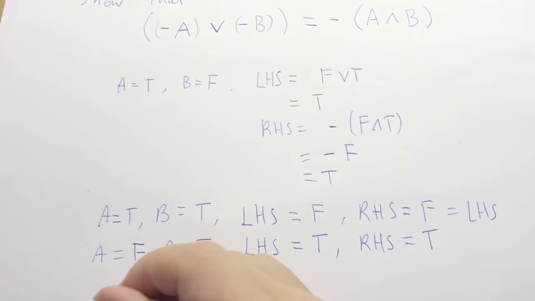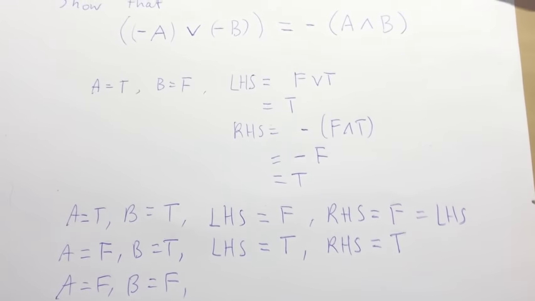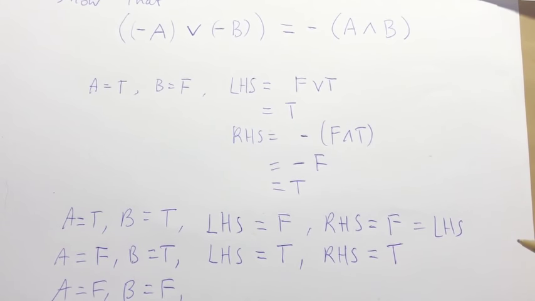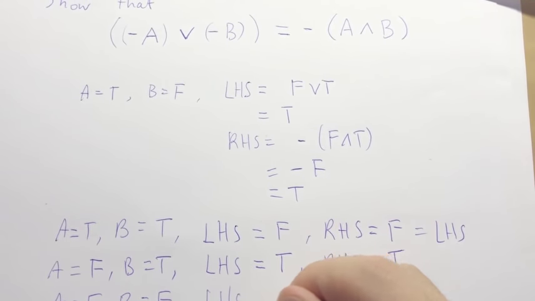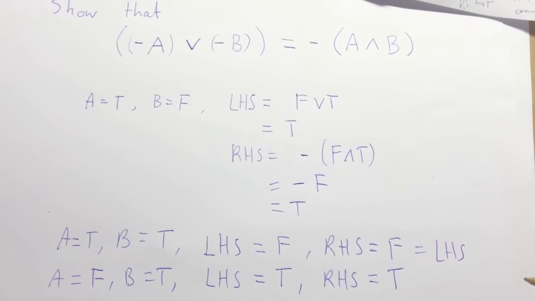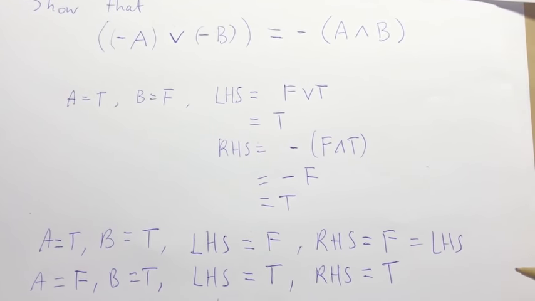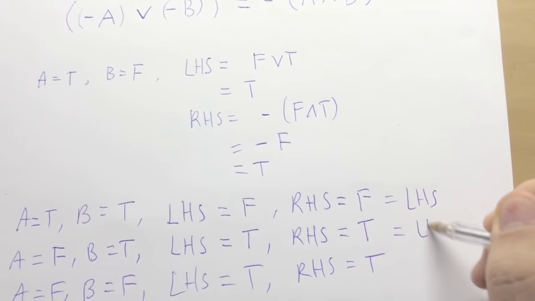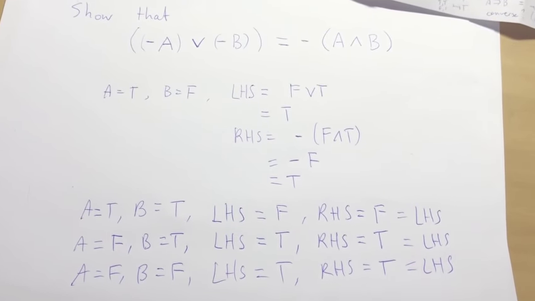And then the last one is false, false. That's the only possibility remaining. So the negation of false is true. So true or true is true, so left hand side is true. And the right hand side is the negation of false and false. So false and false is false. Negation of false is true. So the right hand side is also true. This is equal to left hand side. So in all instances, the right hand side and left hand side are the same. So they're logically equivalent.